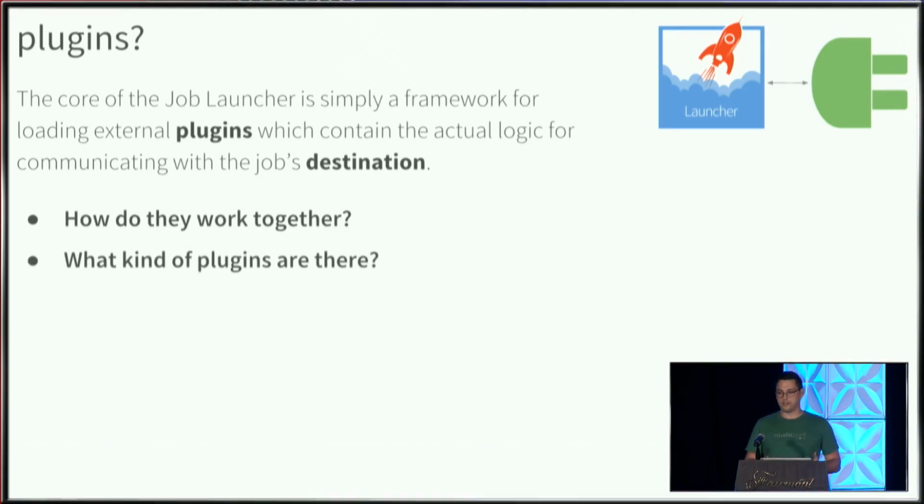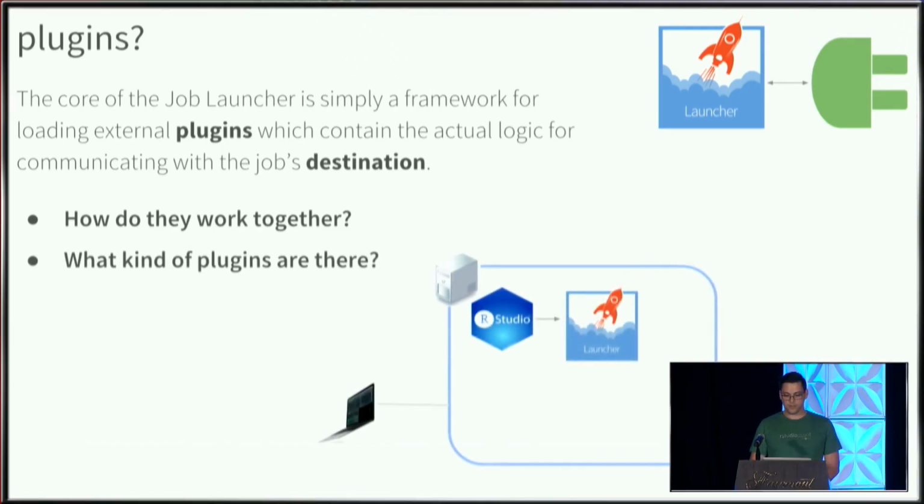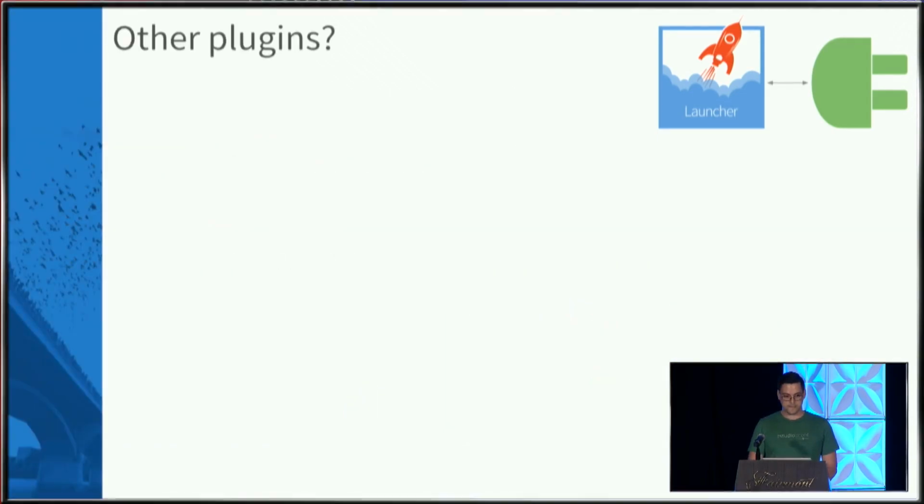So what kind of plugins are available? For the 1.2 release of RStudio, we are releasing 3 plugins: Local, Kubernetes, and Slurm. And a side note on the Slurm plugin: it's still in development and it's not really ready to be played with yet, but it's going to be coming soon. So what about other plugins? We're still trying to figure out what comes next, but we're planning on adding more plugins in later RStudio releases.